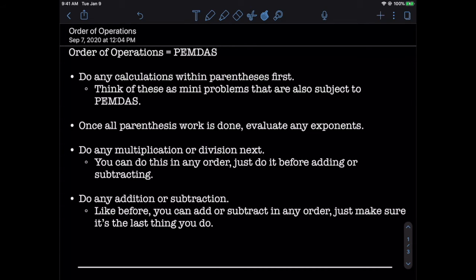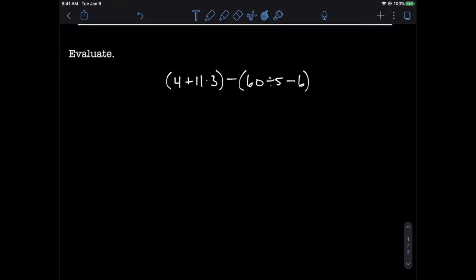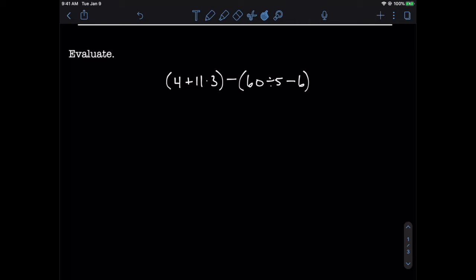Alrighty, so let's go ahead and put this PEMDAS, this order of operations stuff to practice. Let's take a look at some examples. Our first example question is going to ask us to evaluate parentheses 4 plus 11 times 3 minus parentheses 60 divided by 5 minus 6. We'll break this down into smaller bite-sized chunks here.